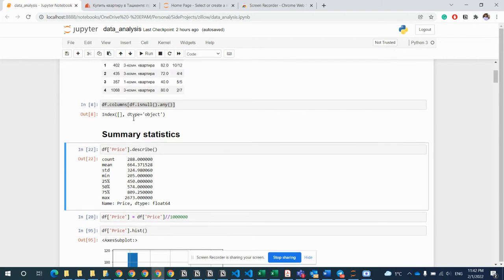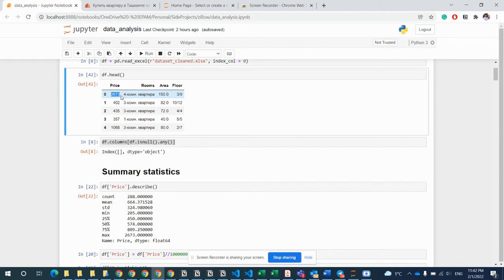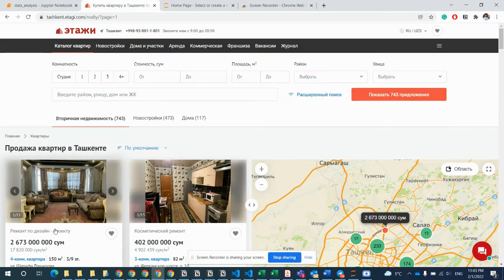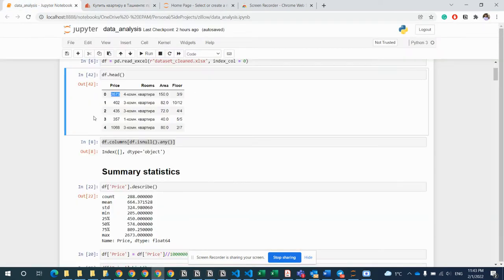By the way, here, as you can see, the price is shown as 2,672. What does it mean? In reality, I just divided the real price by 1 million to get rid of these six zeros. So whenever you see 2,673, this actually means 2,600,000,000 Uzbek sums.